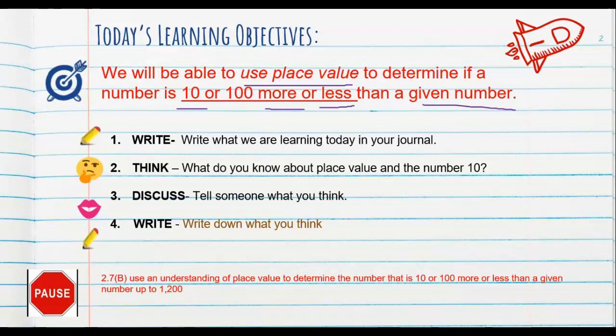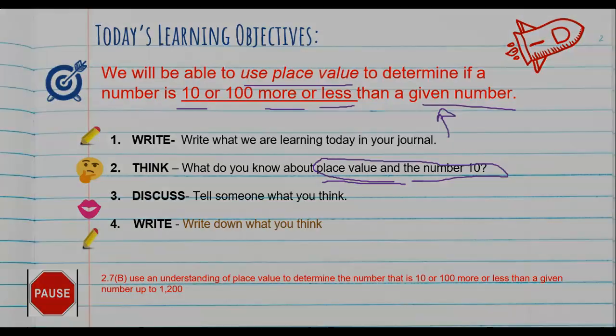So today we're going to be looking at 10 more, 10 less, 100 more, and 100 less. Right now, I want you to write the learning objective in your journal. Then think, what do you know about place value and the number 10? I want you to think about tens for a minute. What do you know about our place value system and the number 10? Tell someone what you think and then write a sentence down in your journal. You can pause and do this now.